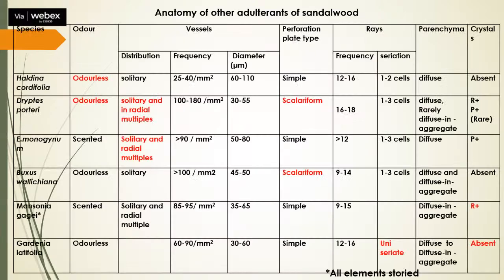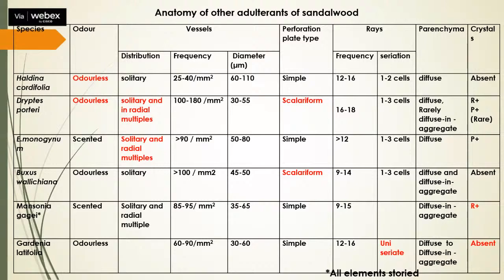So now I have made a table which depicts how real sandalwood can be differentiated from other adulterants. Like color, odor: when it comes to odor, Haldina cordifolia is odorless, Buxus felicina is also odorless, Gardenia is also odorless. Mansonia gagei and Erythroxylum monogynum are scented woods, but their odor is distinct from the regular sandalwood.